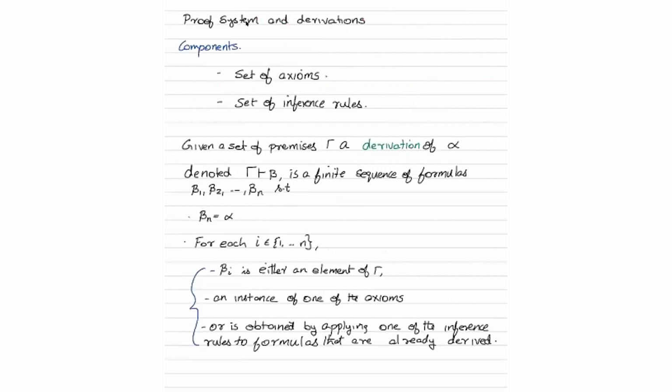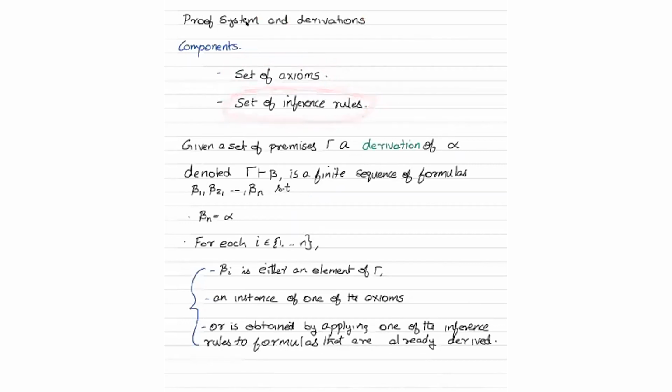So what is a proof system? It consists of a couple of things. You can have a set of axioms. You can think of them as validities, tautologies, whatever. But at the moment, we don't have any semantics. We are not using semantics. So these are just formulas. Axioms are formulas. And you have what are called inference rules.